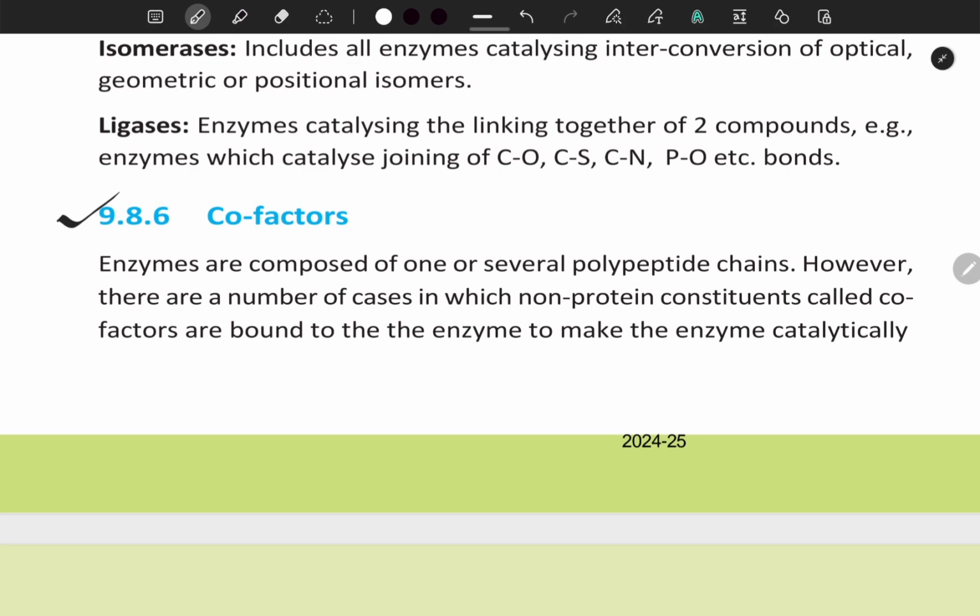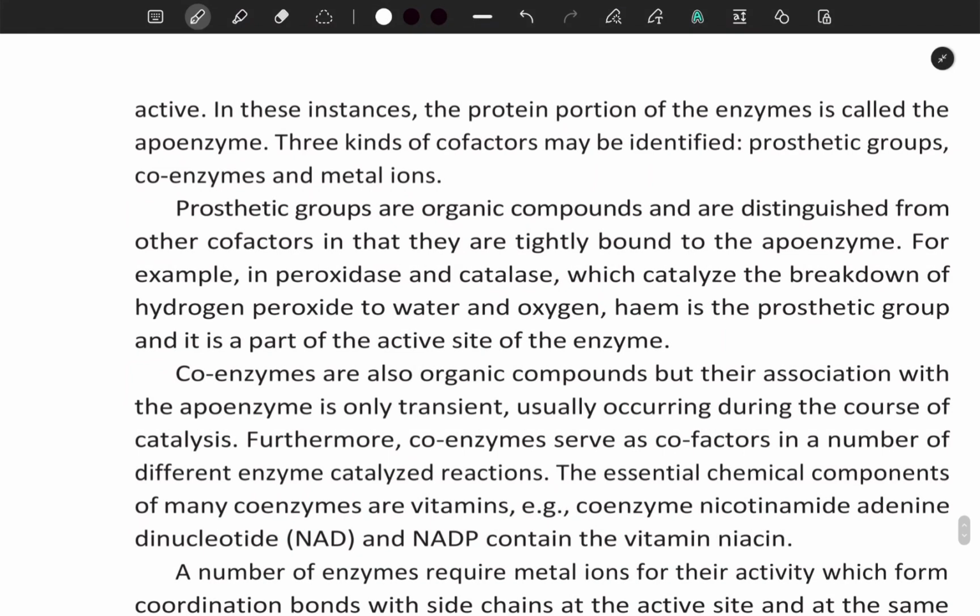9.8.6 Cofactors. Enzymes are composed of one or several polypeptide chains. However, there are a number of cases in which non-protein constituents called cofactors are bound to the enzymes to make the enzyme catalytically active. In these instances, the protein portion of the enzyme is called the apoenzyme. Three kinds of cofactors may be identified: prosthetic groups, coenzymes, and metal ions. Prosthetic groups are organic compounds and are distinguished from other cofactors in that they are tightly bound to the apoenzyme.